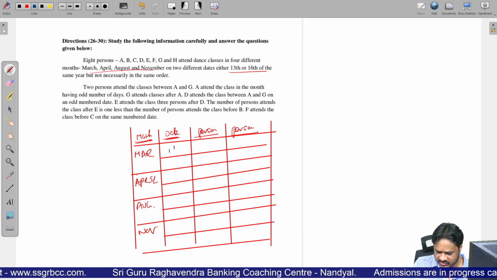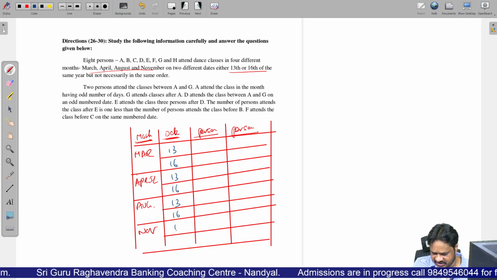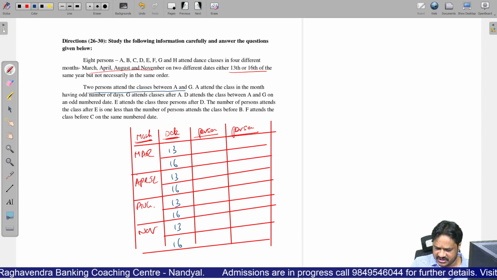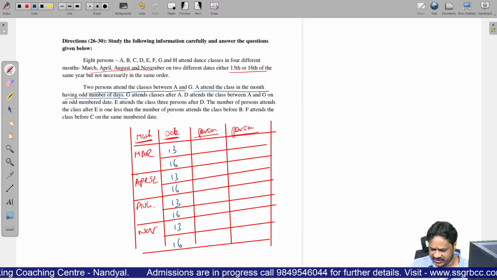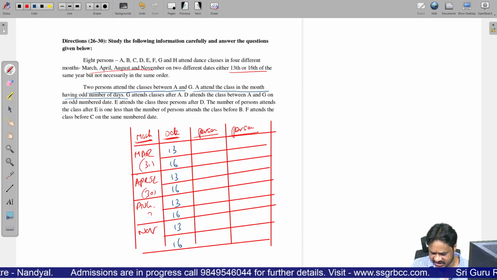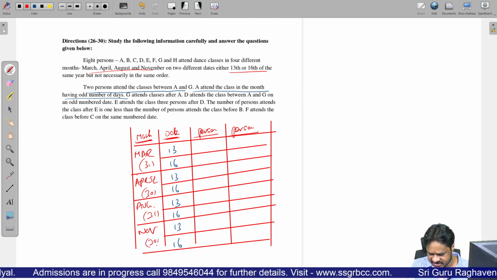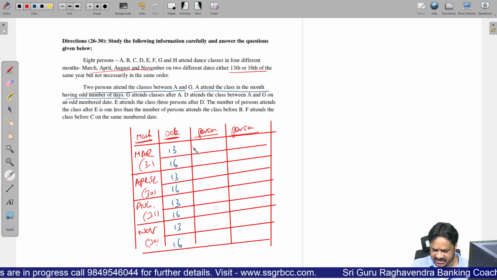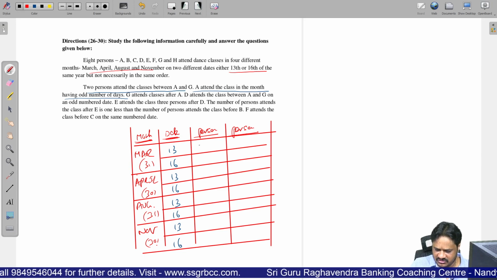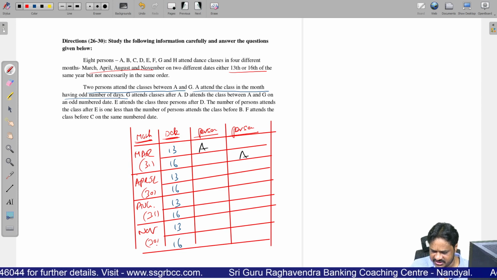We are having 2 dates, either 13th or 16th. Let us solve. Two persons are there between A and G. A attends the class in the month having odd number of days. Odd number of days means this is 31 days, this is 30 days, this is 31, this is 30. Now A attends the class in the month having odd number. It can be March or it can be August. So, we can take March 13th or March 16th.